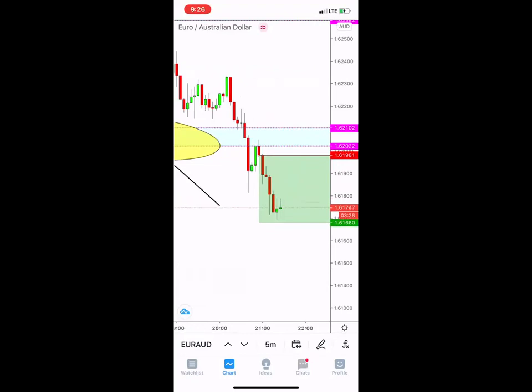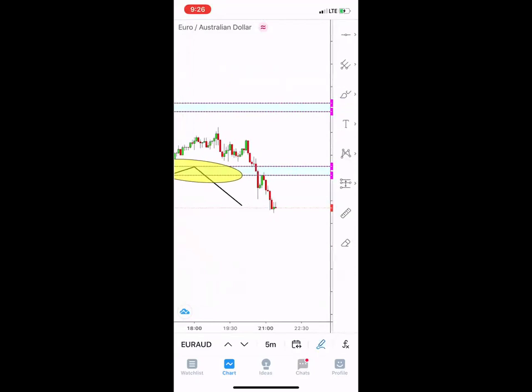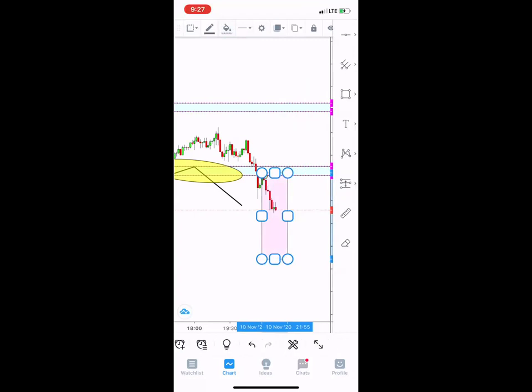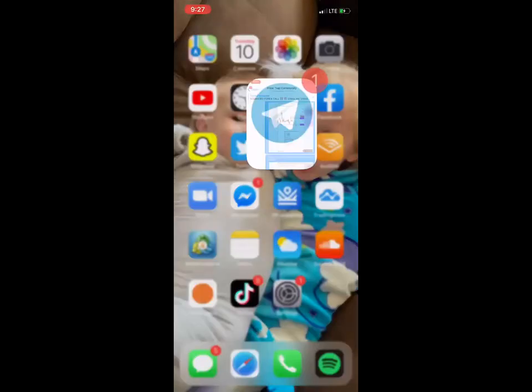Sweet. So the next one here, I actually want to send this in there too, so we can have a visual representation of where your entry would have been. Next one was Euro to the Canadian dollar, which I will send in the chat as well.